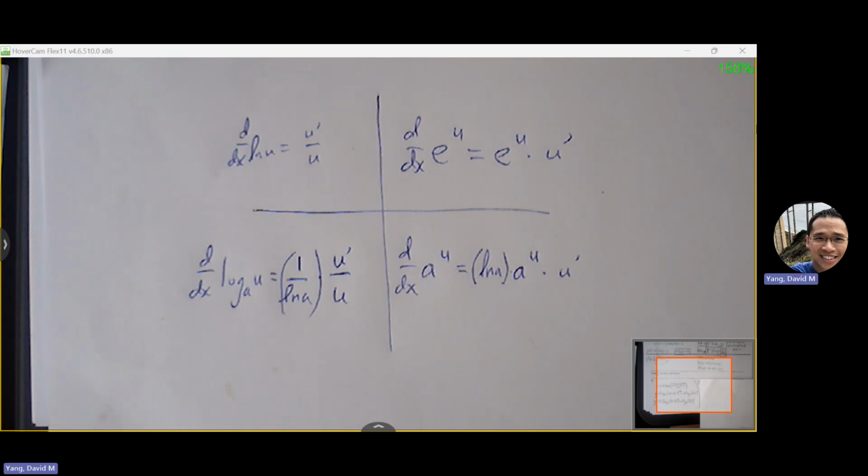Okay, this is our first time through. We can try it again tomorrow. So natural log of u is just u prime over u. E to the u is just e to the u times u prime. We let that be our guide, because we can just build our new rules from those, right? So log base a of u is still u prime over u, but with 1 over natural log of a in front. A to the u is still the original function times exponent's derivative, just with natural log of a in front.